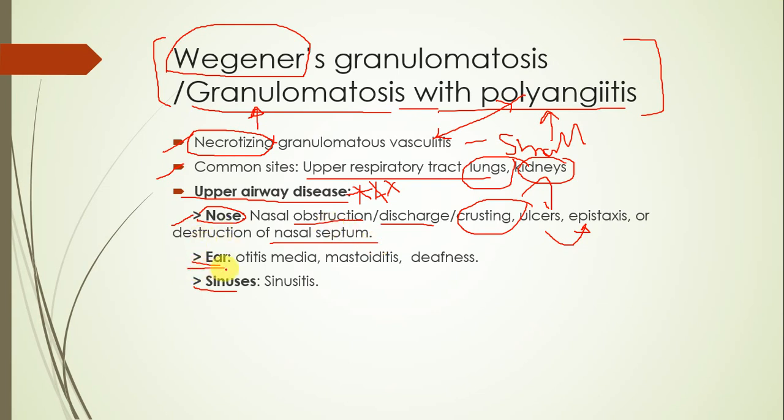The ear involvement can lead to inflammation in multiple parts of the external, middle, and internal ear. So if middle ear inflammation occurs, we call it otitis media. Mastoiditis can also happen, and deafness can happen due to involvement of the inner ear. Sinusitis is also a very common finding in patients with Wegener's granulomatosis.